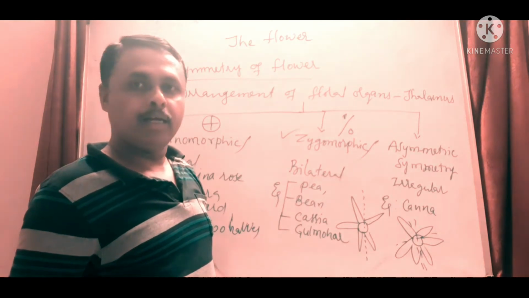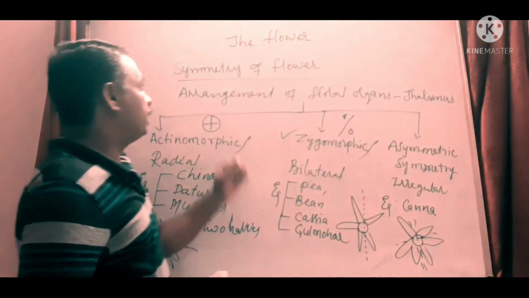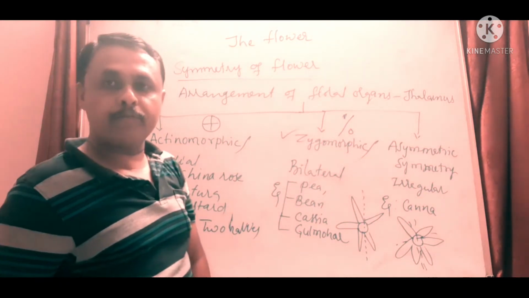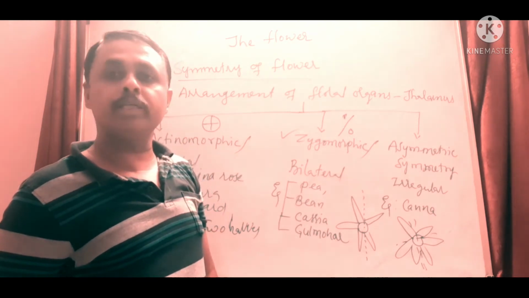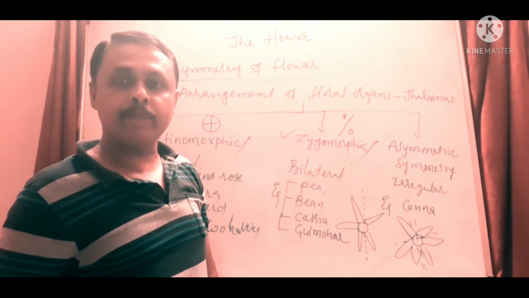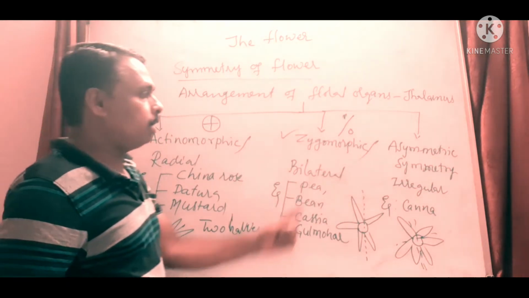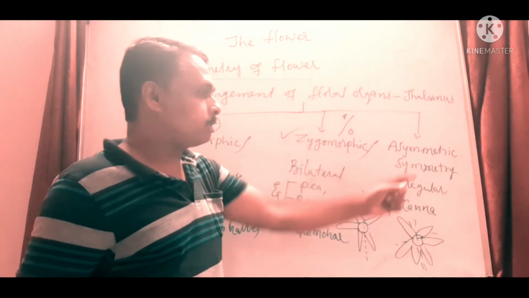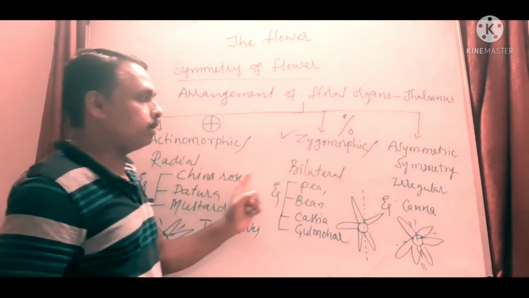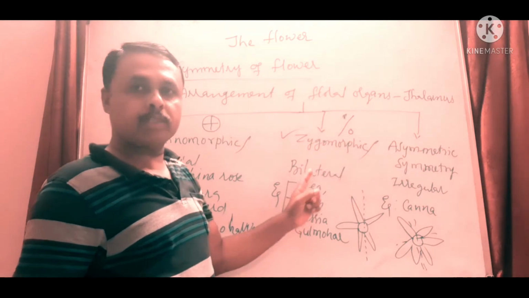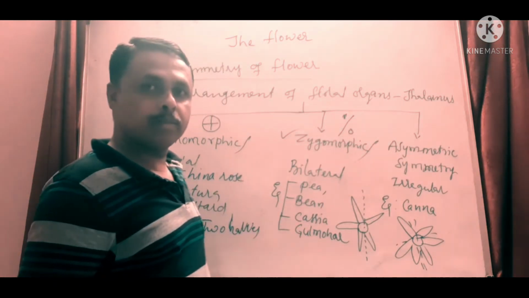This is about asymmetric flower. Symmetry: the arrangement of floral organs over the thalamus is called symmetry. Based on this arrangement, the flower can be described into three categories: actinomorphic symmetry, zygomorphic symmetry, and asymmetric symmetry. Actinomorphic symmetry is otherwise called radial symmetry. Zygomorphic symmetry is otherwise called bilateral symmetry. Asymmetric symmetry is otherwise called irregular symmetry.